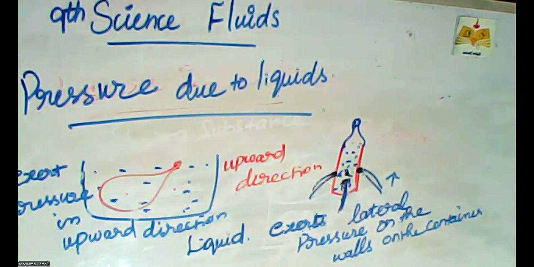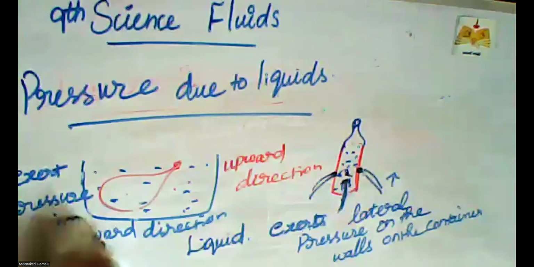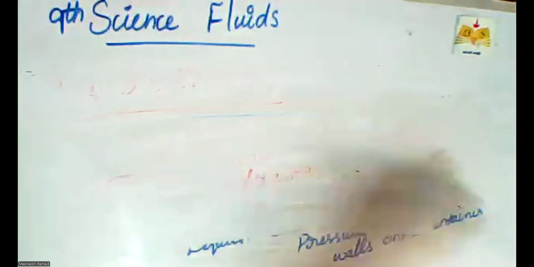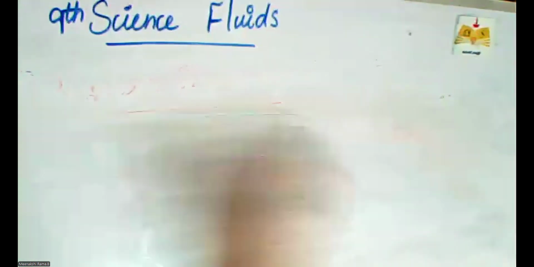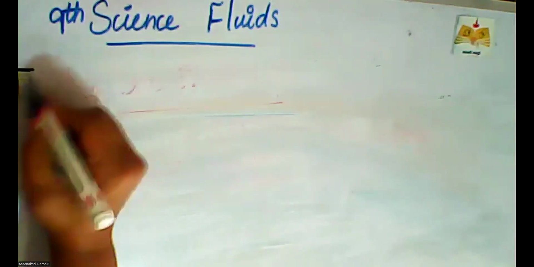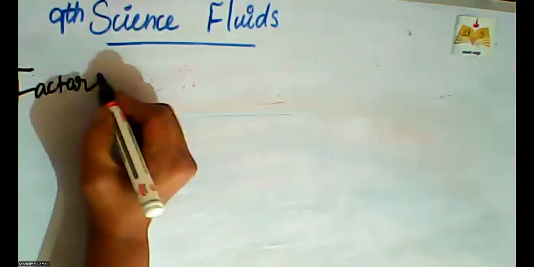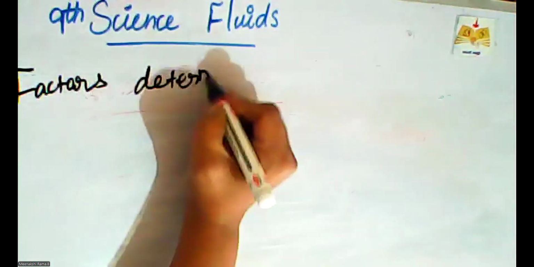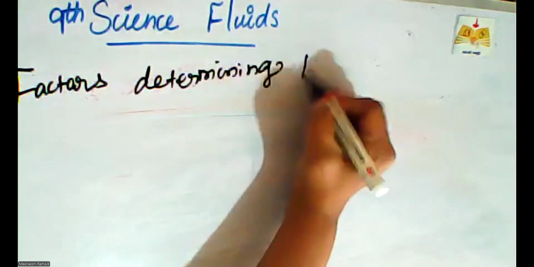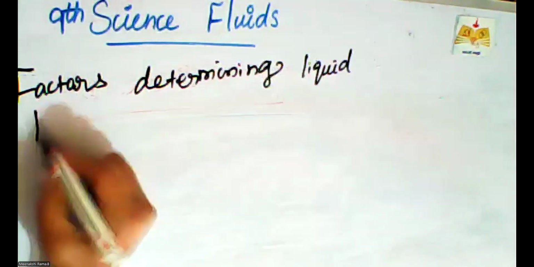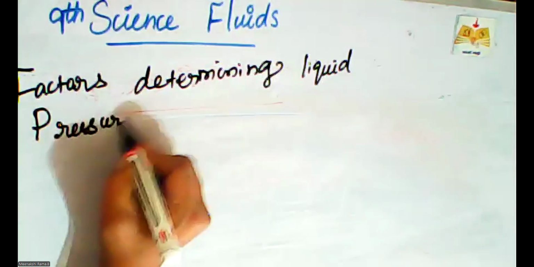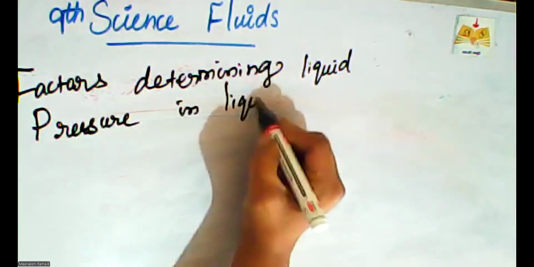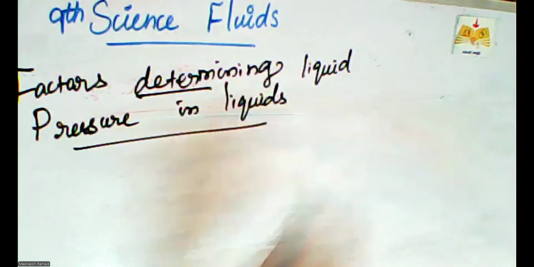So these are all the examples for the pressure due to liquids. Next one is factors determining liquid pressure in liquids. What are the factors that determine the liquid pressure in liquids?